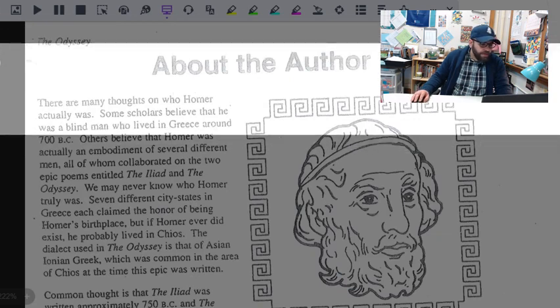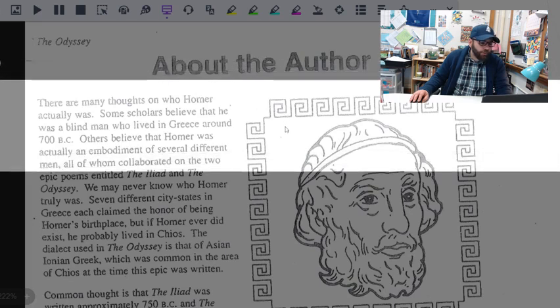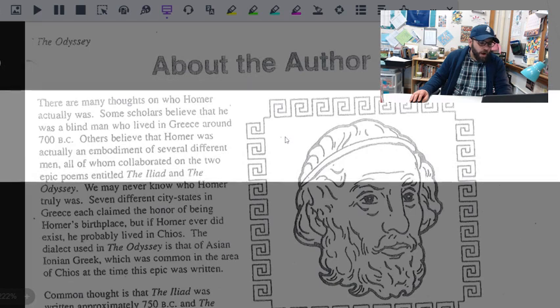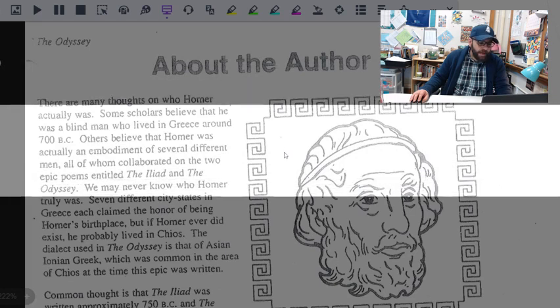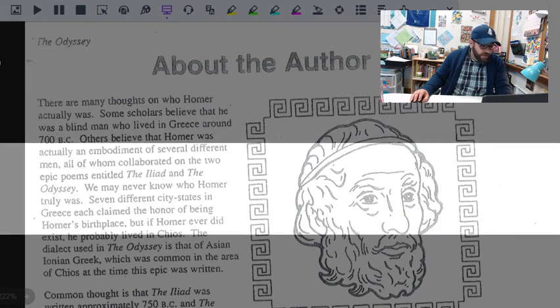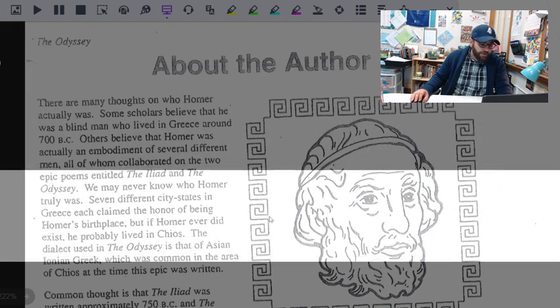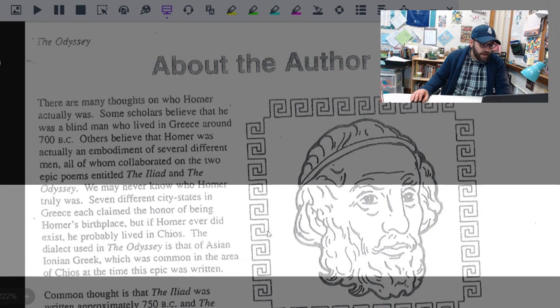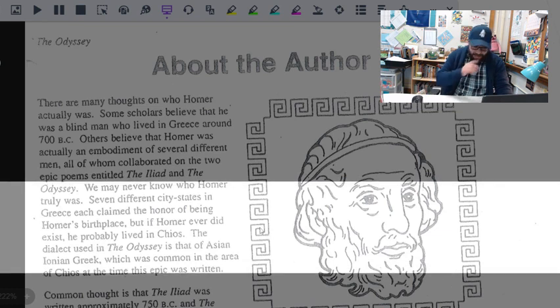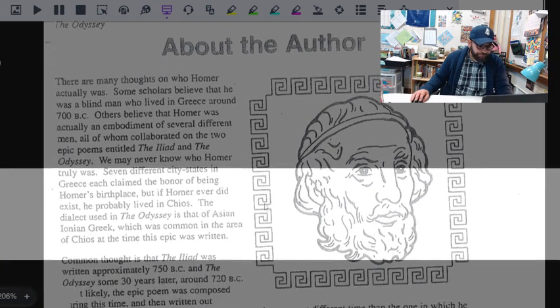About the author. There are many thoughts on who Homer actually was. Some scholars believe that he was a blind man who lived in Greece around 700 BC. Others believe that Homer was actually an embodiment of several different men, all of whom collaborated on the 2 epic poems entitled The Iliad and The Odyssey. We may never know who Homer truly was. 7 different city-states in Greece each claimed the honor of being Homer's birthplace, but if Homer ever did exist, he probably lived in Chios. The dialect used in the Odyssey is that of Asian Ionian Greek, which was common in the area of Chios at the time this epic was written.